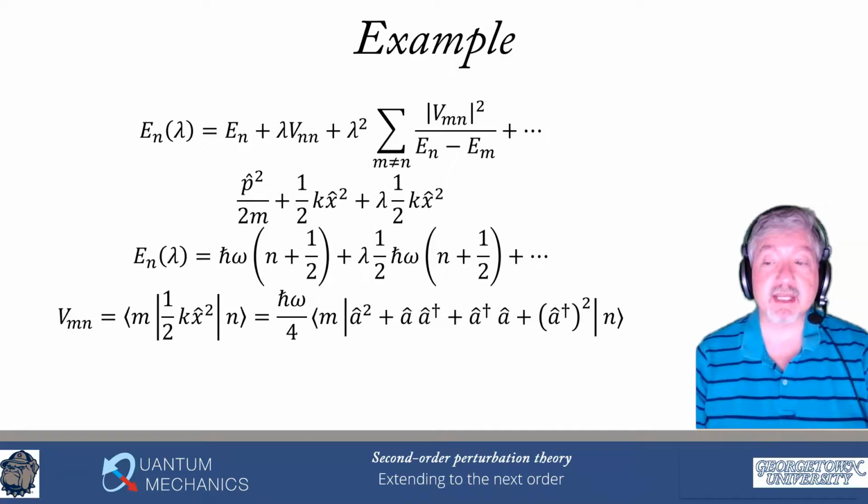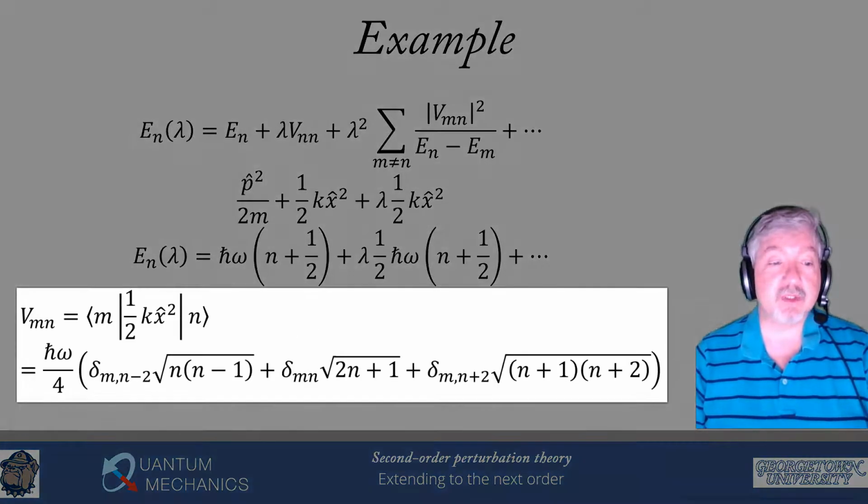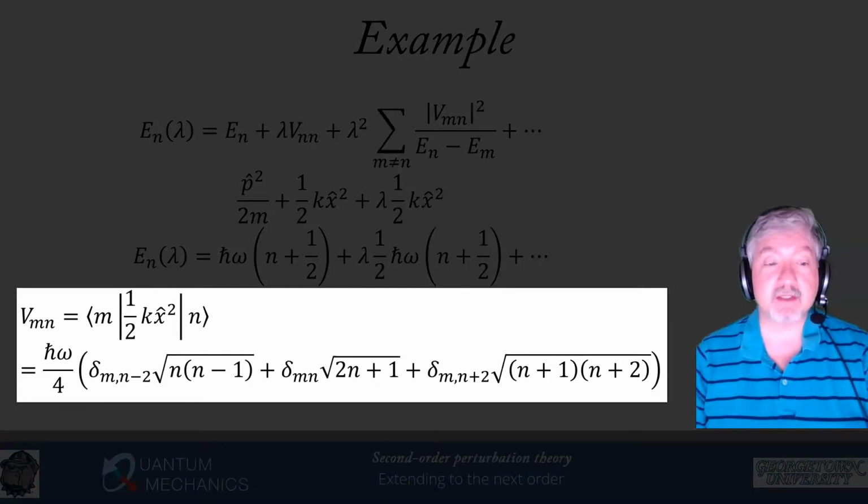So only if the state m is equal to n minus 2 am I going to get a non-zero result. And indeed, when you work these out, I'm going to get one term that's a delta function where m is equal to n minus 2, and that's multiplied by the square root of n times n minus 1. I'm going to get a term where the m and n are the same, and that's going to be multiplied by the square root of 2n plus 1. That corresponds to the a dagger a term plus the a dagger term.